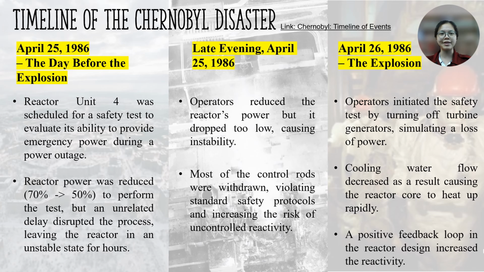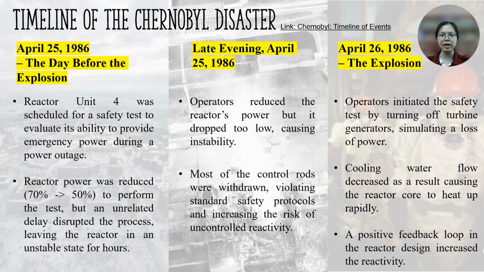So I will continue to present the timeline of the Chernobyl disaster. On April 25, the day before the explosion, Reactor Unit 4 was scheduled for a safety test to evaluate its ability to provide emergency power during a power outage. The reactor power was reduced from the stabilized state of 70% to 50% to perform the test, but an unrelated delay disrupted the process, leaving the reactor in an unstable state for hours.